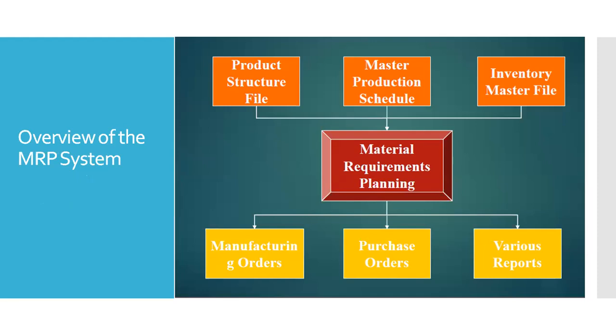Overview of the MRP system. The product structure file is also needed for MRP, and you should have the master production schedule, where you can schedule the production. In the master production schedule you can show at what time what quantities can be produced or what process can be defined, and the inventory master file. Then accordingly you can have the manufacturing orders, purchase orders, and various reports.